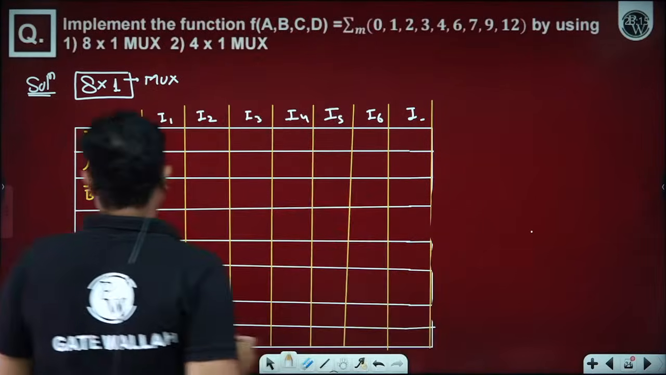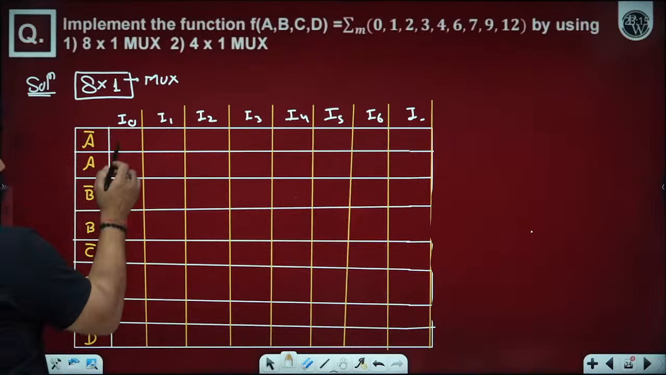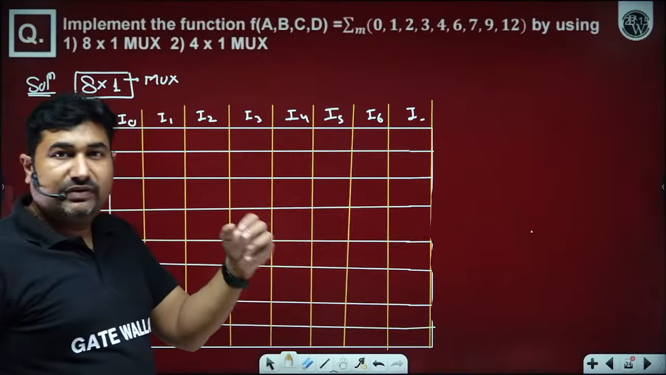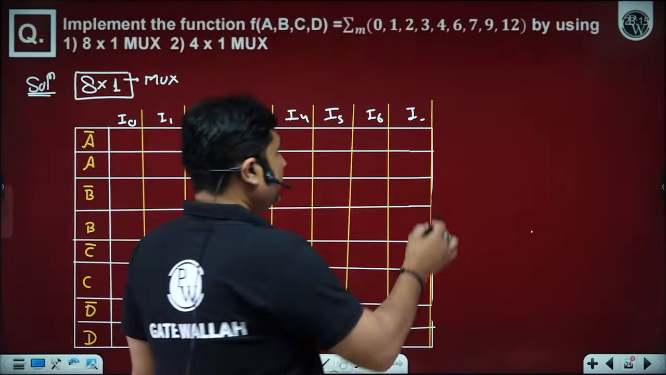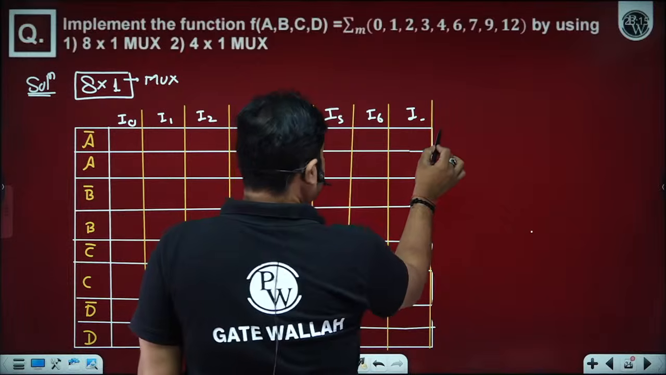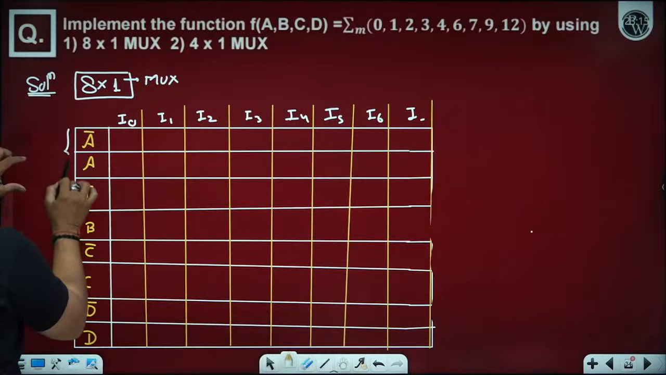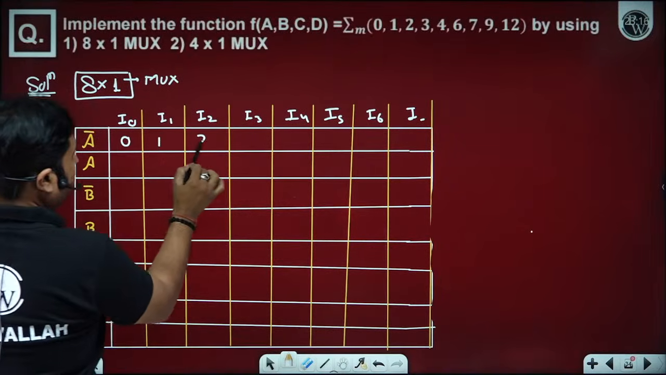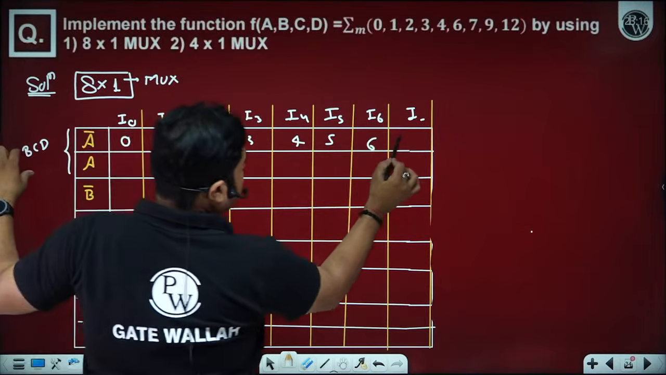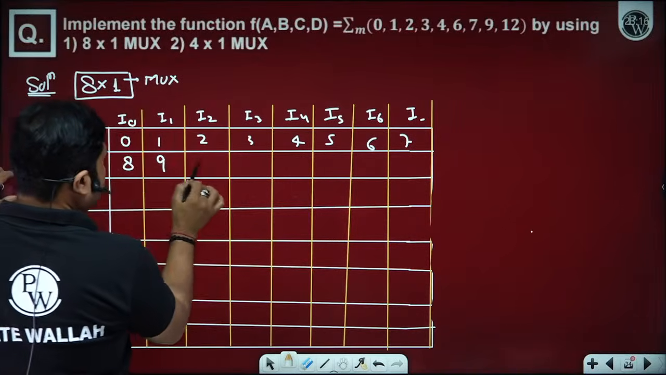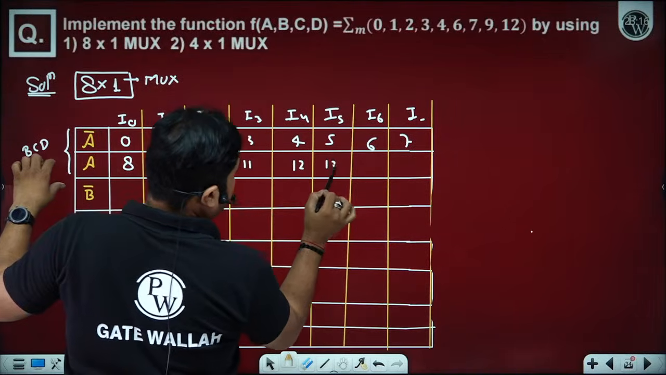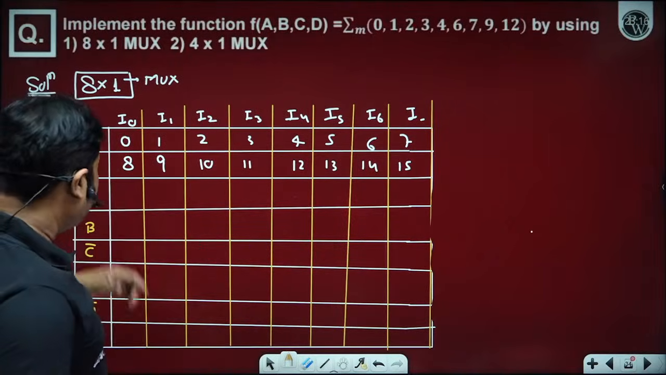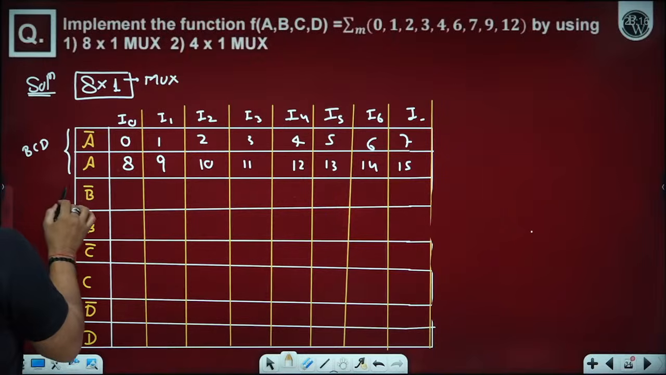Now please observe, beta ji, numbering is very important. So for A as an input, if we have BCD onto the select line, here we have BCD onto the select line. BCD on select. So 0, 1, 2, 3, 4, 5, 6, 7, 8, 9, 10, 11, 12, 13, 14, 15. From 0 to 7, A will remain low, and from 8 to 15, A will remain high.